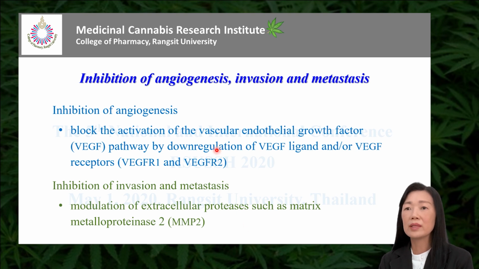For inhibition of angiogenesis, cannabinoids block the activation of the vascular endothelial growth factor pathway, or VEGF pathway. VEGF and its main receptors, VEGF-R1 and VEGF-R2, are downregulated on cannabinoid treatment. For inhibition of invasion and metastasis, cannabinoids reduce the formation of latent tumor masses in animal models, depending on the modulation of extracellular proteases such as matrix metalloproteinase 2, or MMP2.